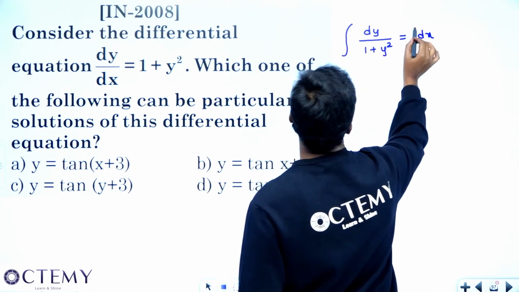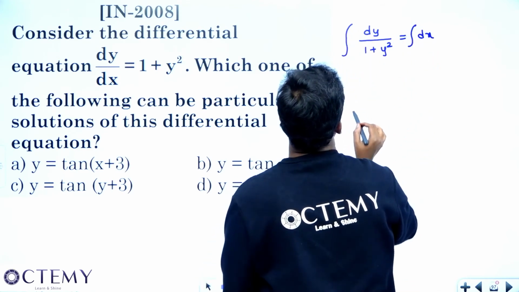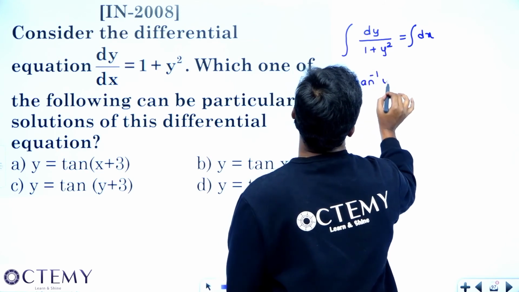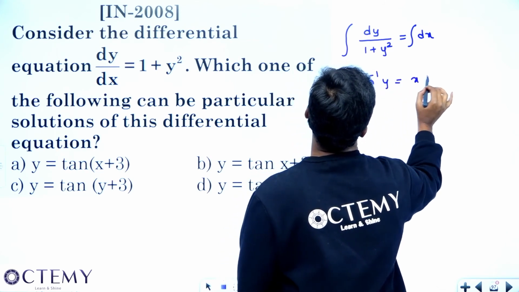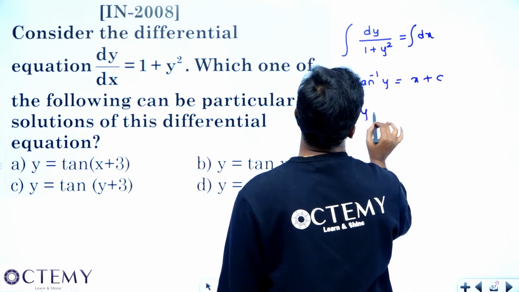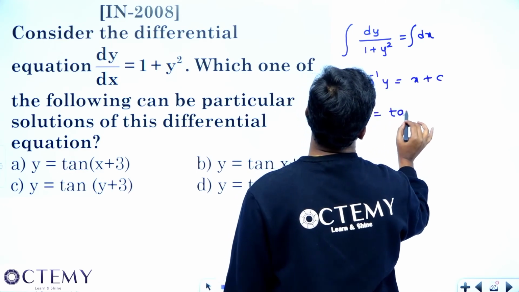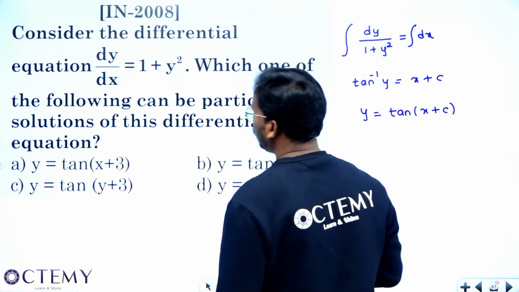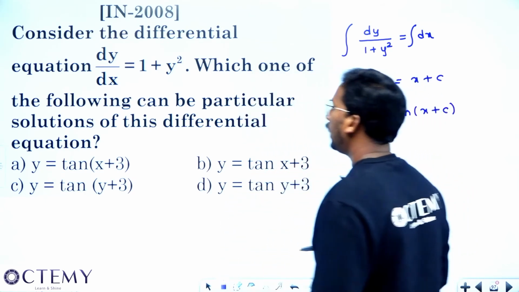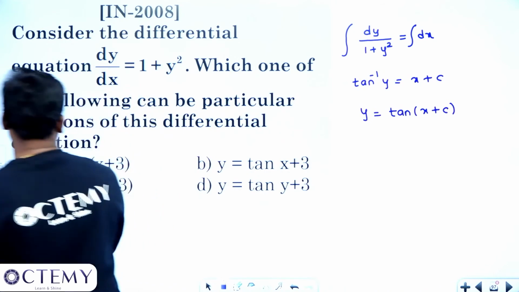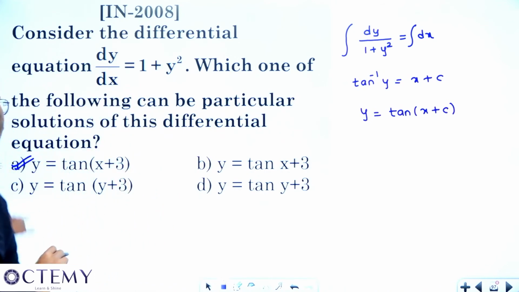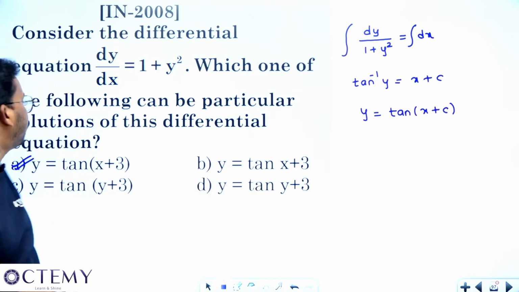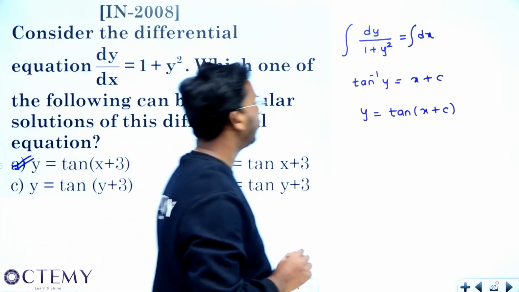Integrate. So when you integrate this, see what will you get? This will become tan inverse y is equal to x plus c. So you will get y is equal to tan of x plus c. So answer should be y is equal to tan of x plus 3. This is not correct. Tan y plus 3 is not correct. Option A is perfectly alright.